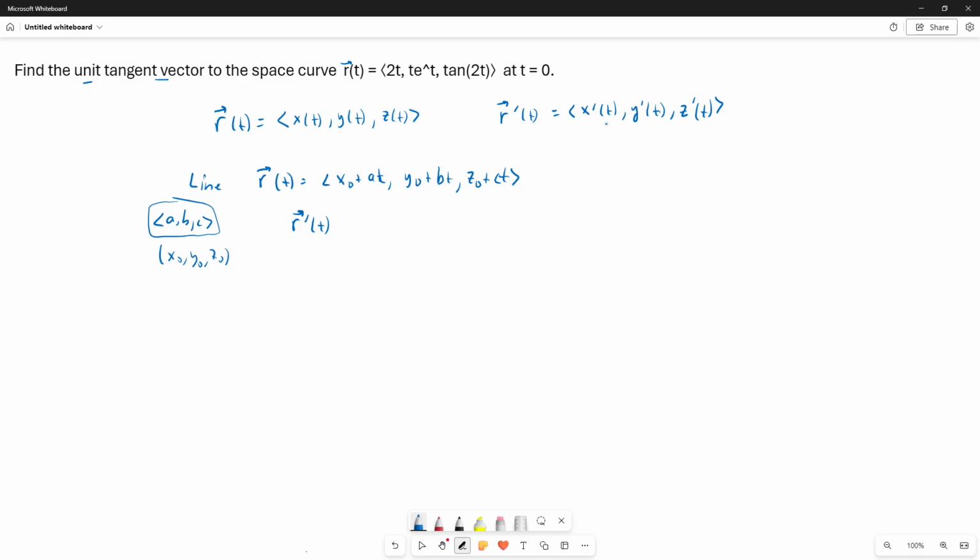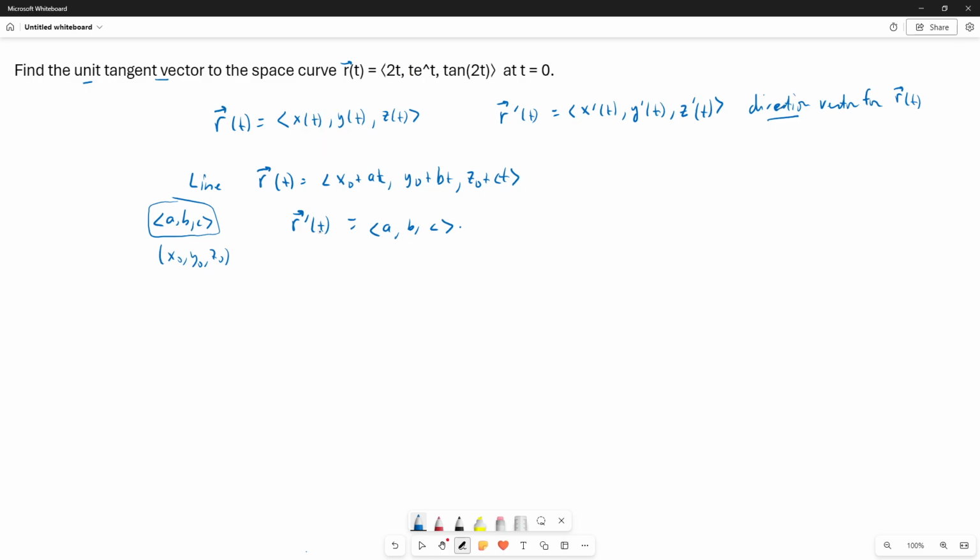If in general r prime of t gives the direction vector of the curve, then that should work in the case of a line where you would get the direction vector of the line. So r prime of t, if we take the derivative here, sure enough, we get a, b, and c. Just to help us believe that this derivative vector will give us a direction vector for the curve. Okay, now let's find it.